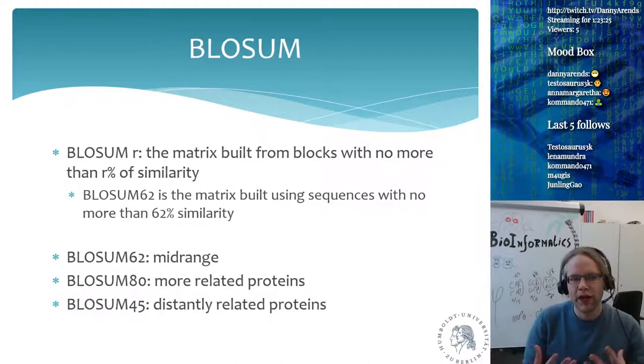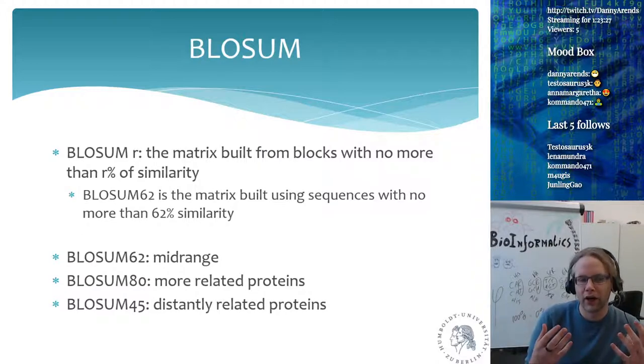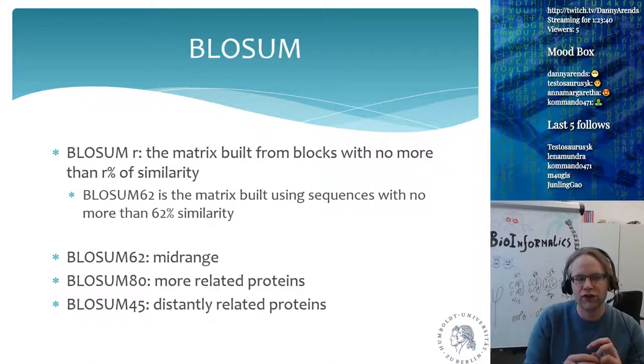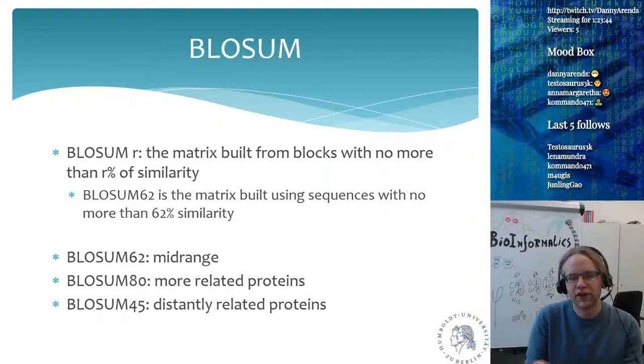So BLOSUM matrices come with a number, right? BLOSUM R means that you build the matrix from this BLOCKS database with no more than R% similarity. So when you take the BLOSUM 62 matrix, this is built using sequences with no more than 62% similarity.